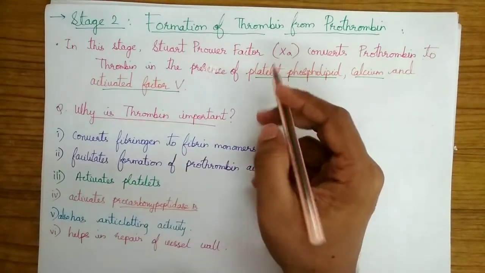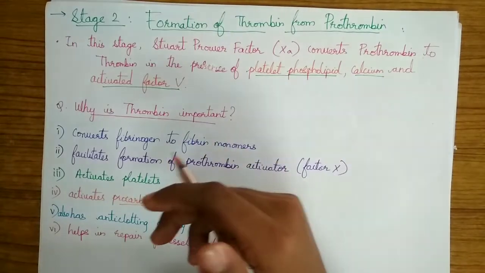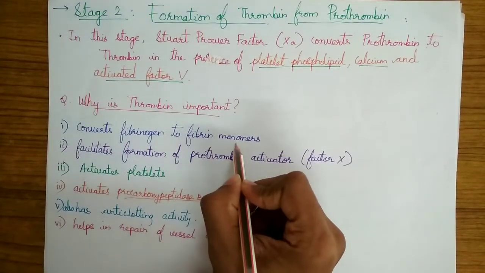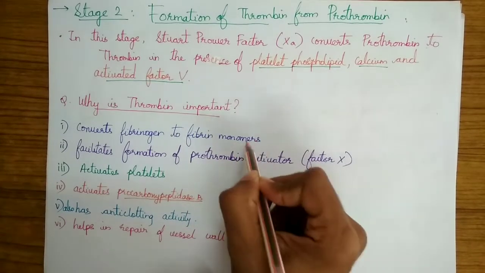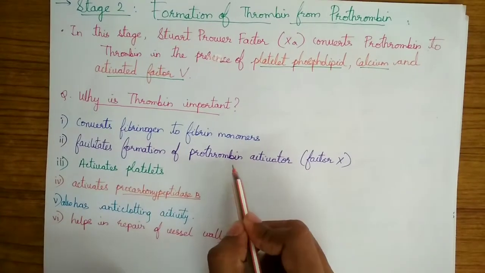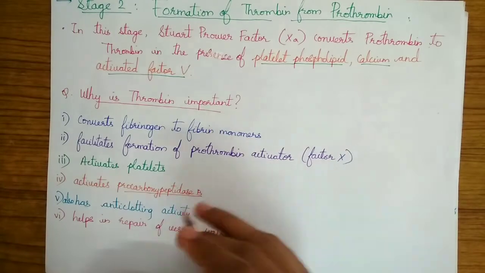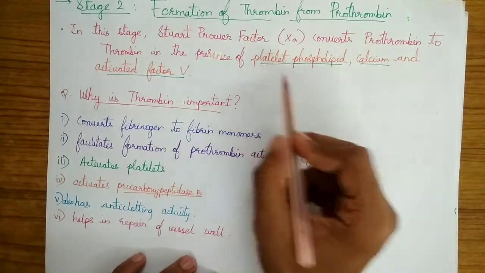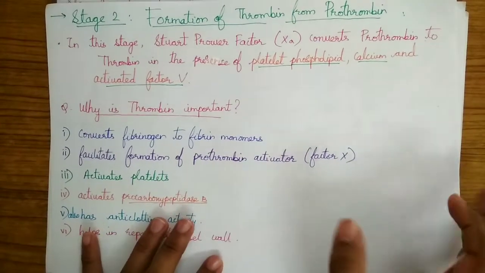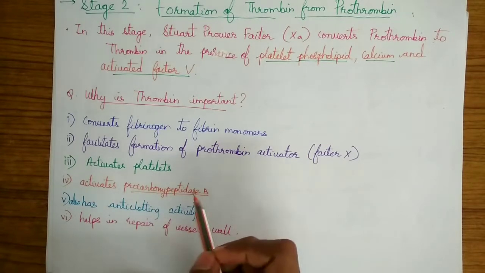So why is this thrombin important and why should it be activated from prothrombin? It converts fibrinogen to fibrin monomers. This is the third stage, and I will be talking about it a bit later. It facilitates the formation of the prothrombin activator or factor 10. So it again facilitates the activation of factor 10, and hence it is a positive feedback mechanism. It also activates the platelets in the coagulation process.